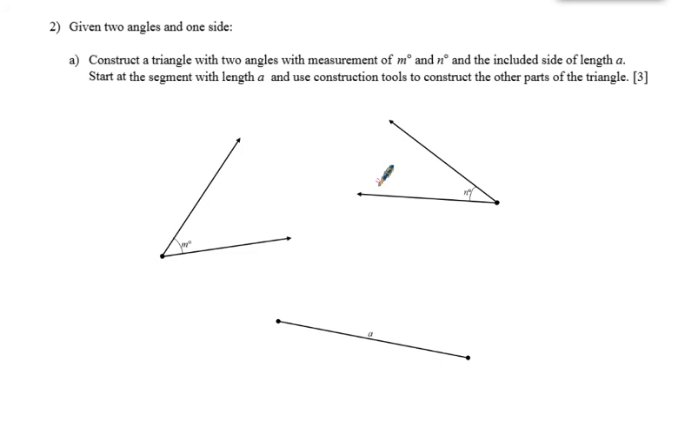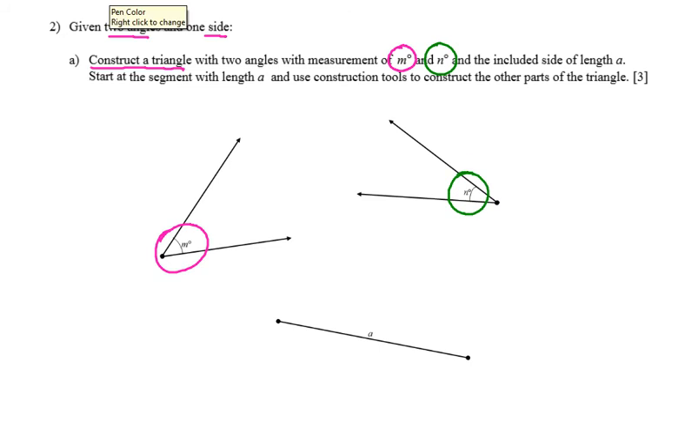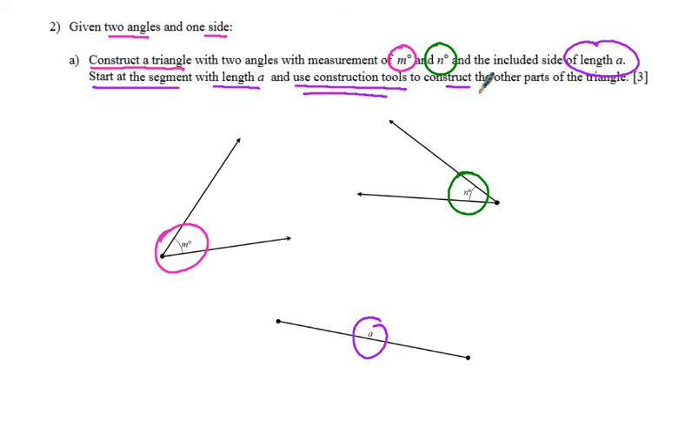Hi there. Here we're going to look at problem 2, where we're given two angles and a side measurement, and ultimately we are going to construct a triangle with those measurements. In particular, we need to take the angle with measure M, the angle with measure N, and the side with length A, and use those components to form a triangle. We're told specifically to start at the segment with length A and use our tools, compass and straightedge, to make the other parts of the triangle. So let's get started on that.